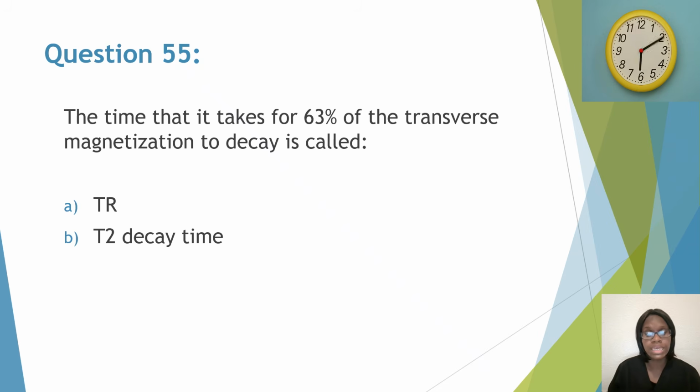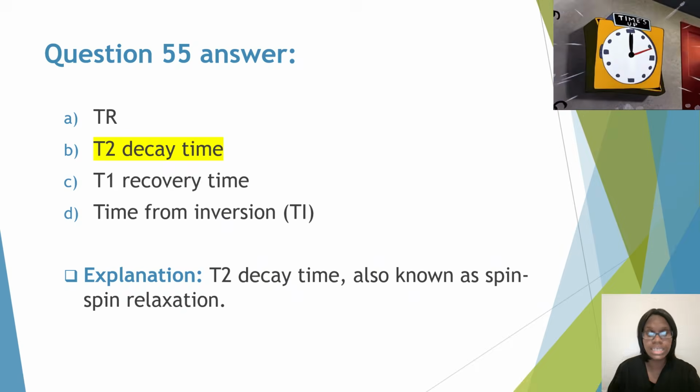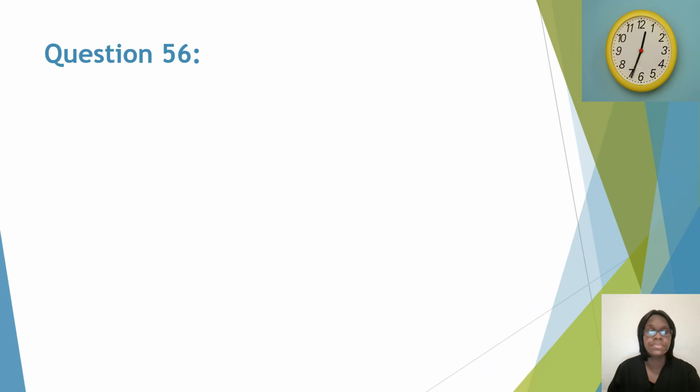TR, B. T2 decay time, C. T1 recovery time, D. Time from inversion TI. All right, the correct answer is B, T2 decay time. This is also known as spin-spin relaxation.